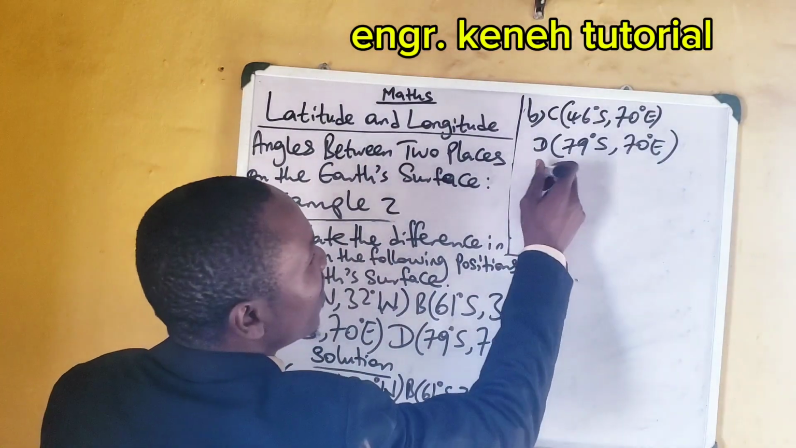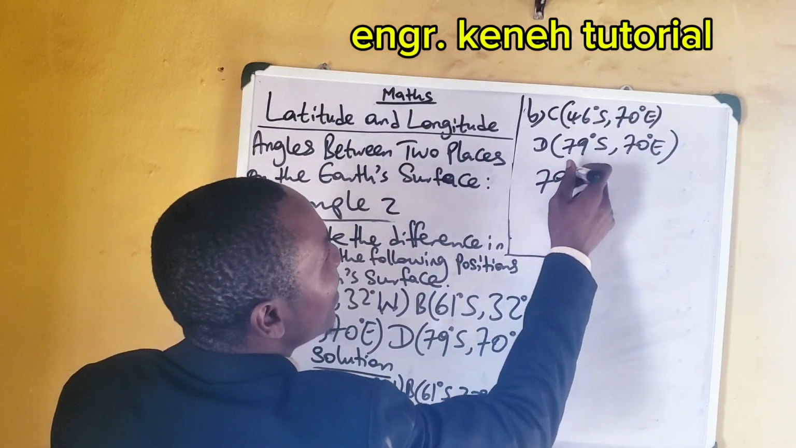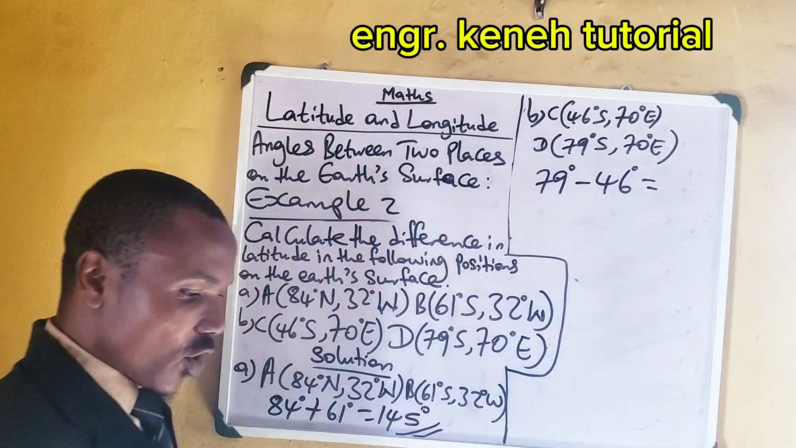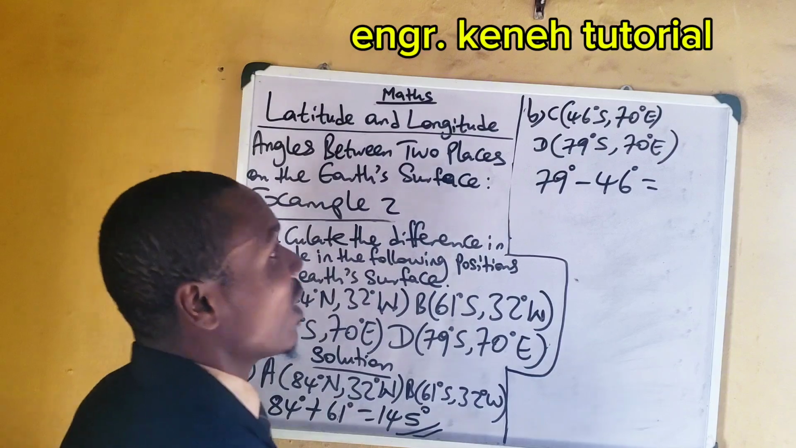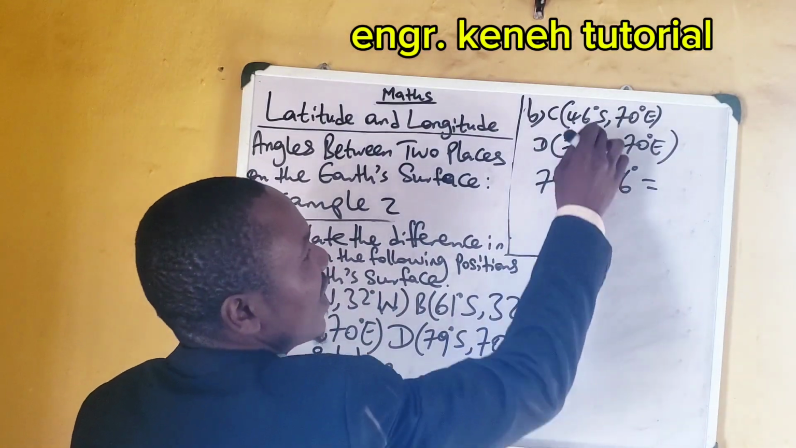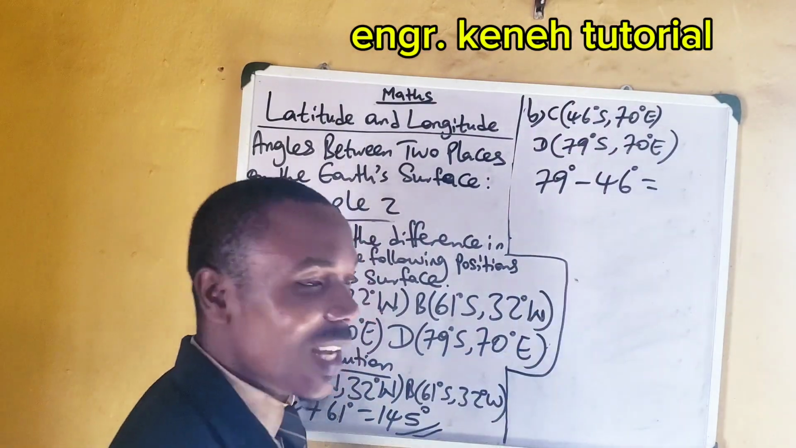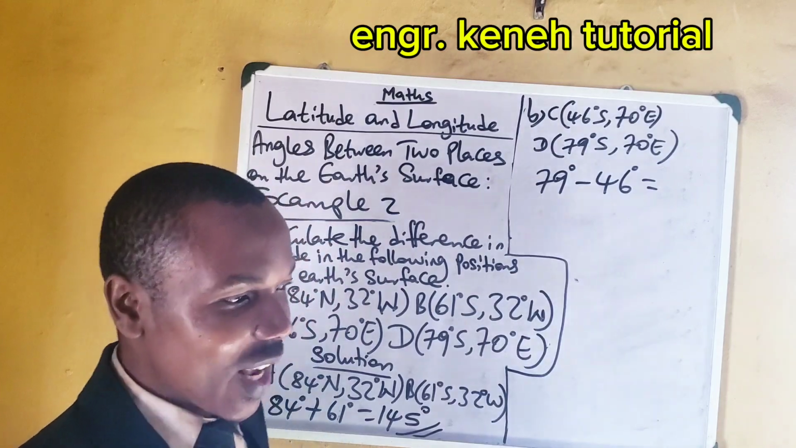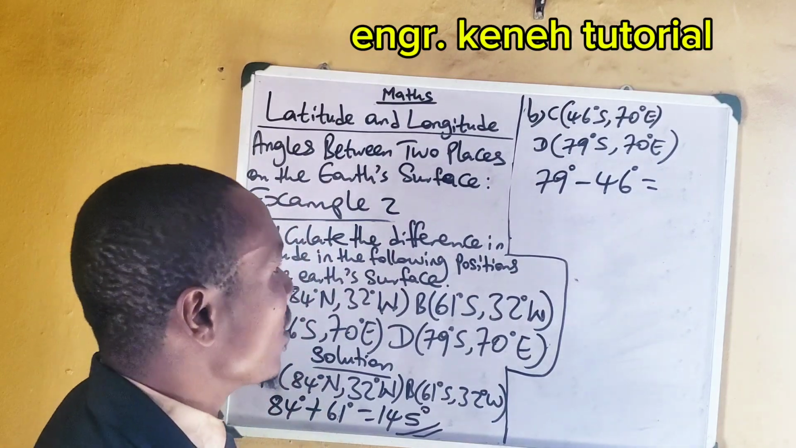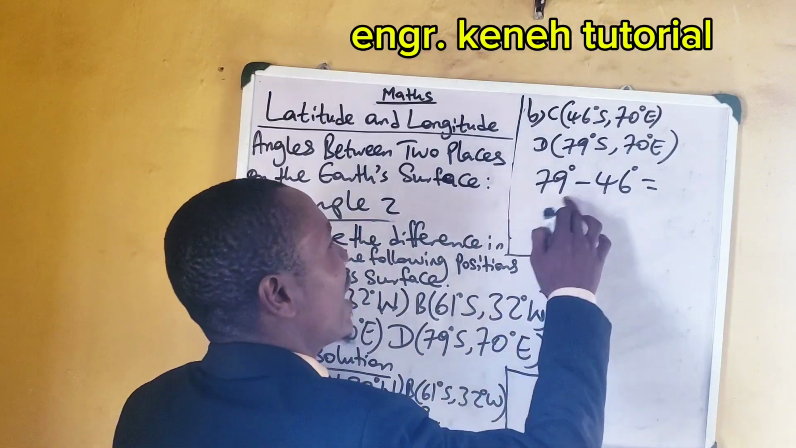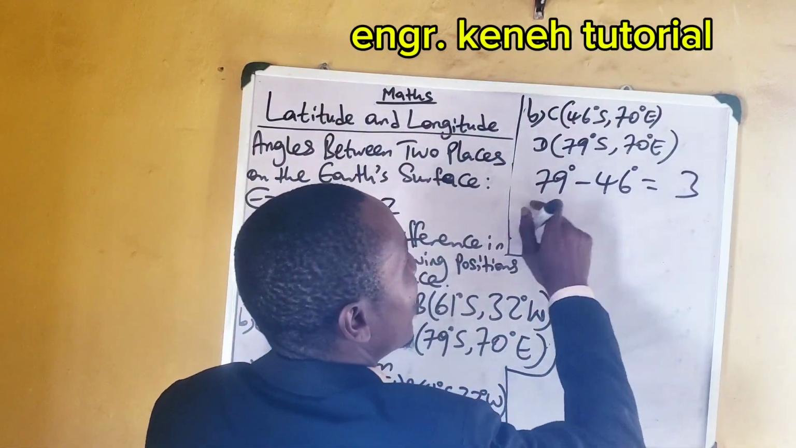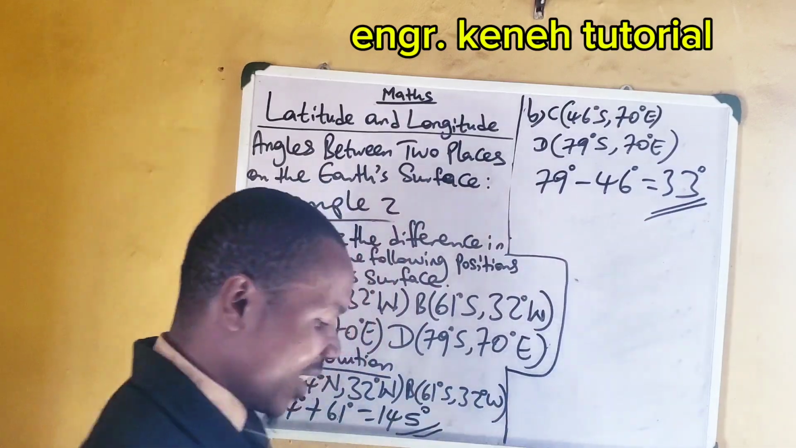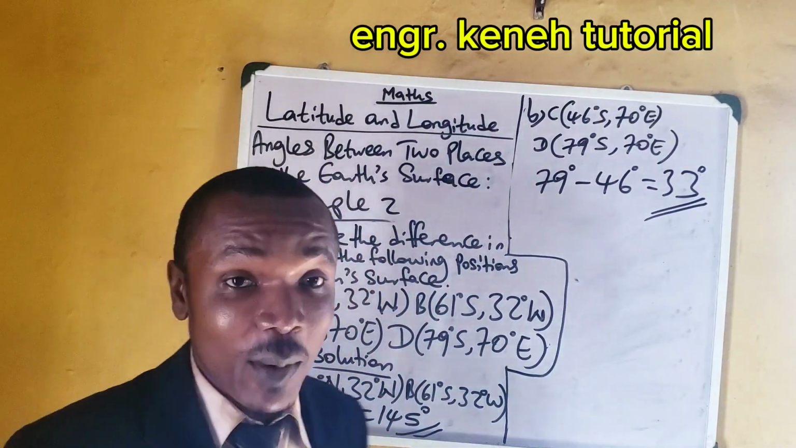So this one will give us, we have 79 degrees minus what? 46 degrees. Can you see it? Smaller one subtracting from what? The bigger one. Look at it here. They are the latitudes that we have. Latitude has to do with south and what? North. Longitude has to do with west and east. All right. So when you subtract this, you say 9 minus 6 will give us 3 and 7 minus 4 will give us this. So we have 33 degrees. All right. That is how it can be solved.